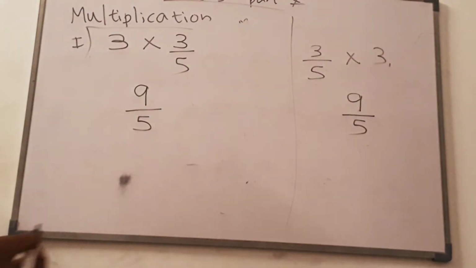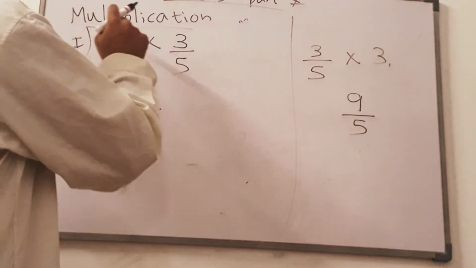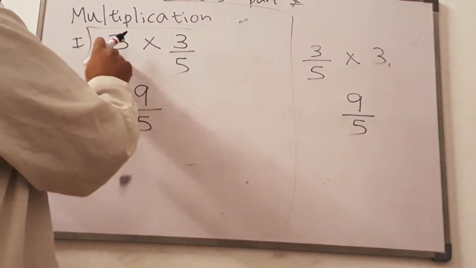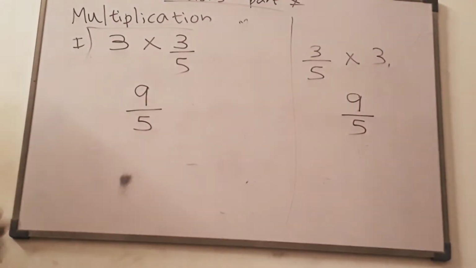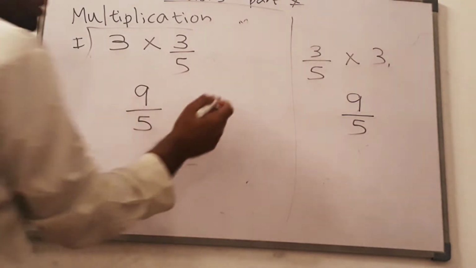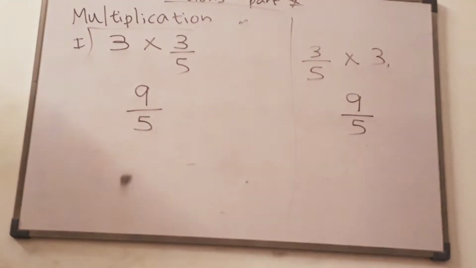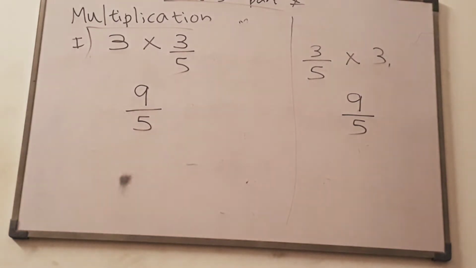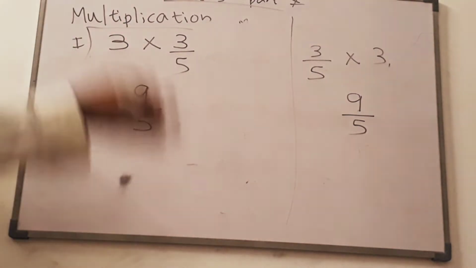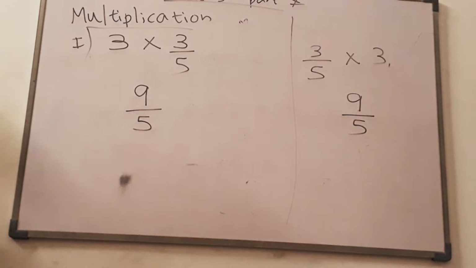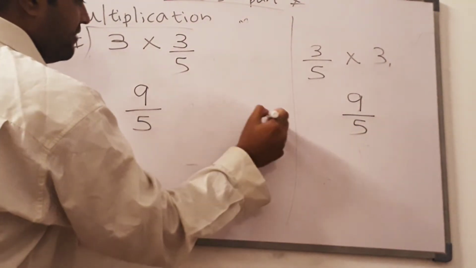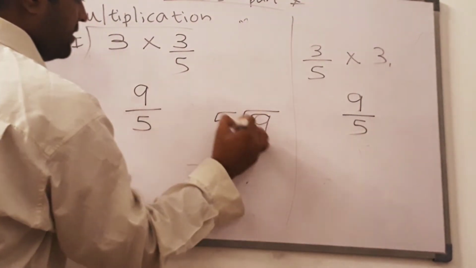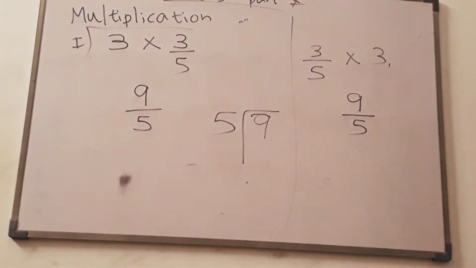In both occasions, 3 has been multiplied with the numerator. Hence 3 times 3 is 9 over 5. Now this is an improper fraction, so we can't keep the number as an improper fraction. We have to convert this into a mixed number, by dividing 9 by the denominator 5.